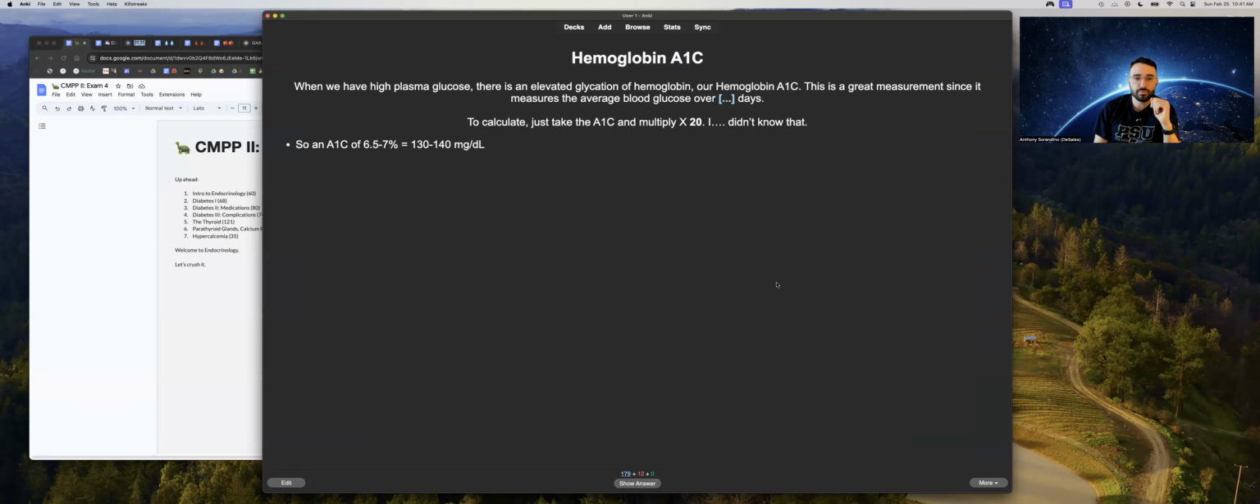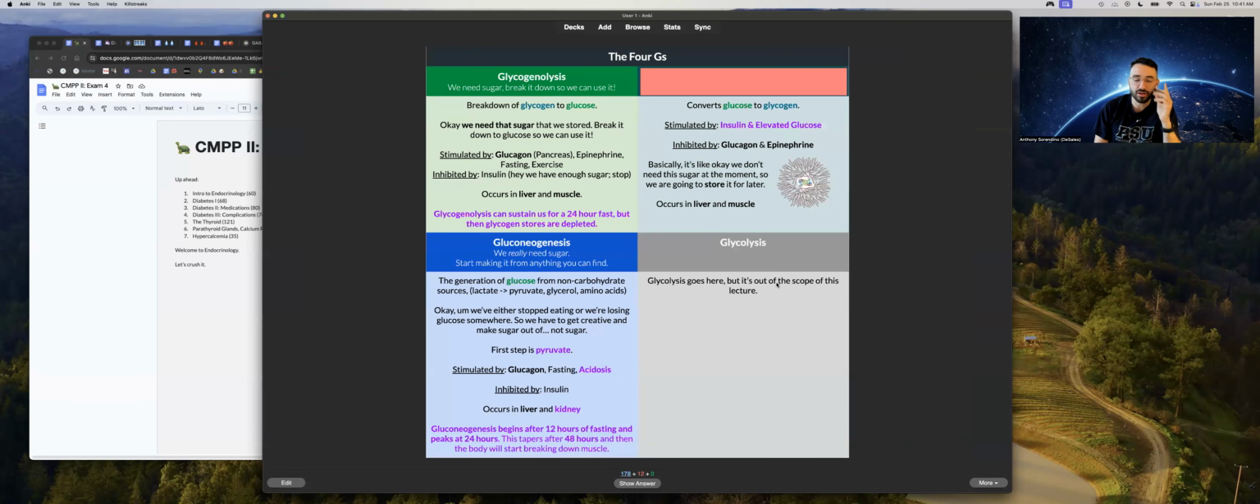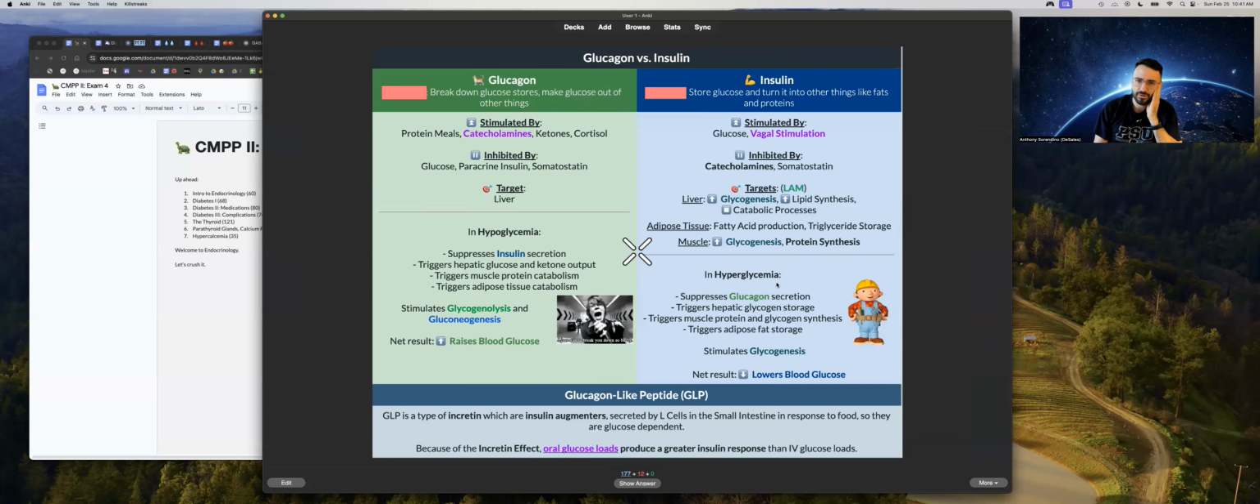This is a great measurement since it measures the average blood glucose over 120 days. A1C. Oh my God, there's 178 cards I have to get through. Glycogenolysis, upper right is going to be glycogenesis. Glucagon, catabolic; insulin anabolic.